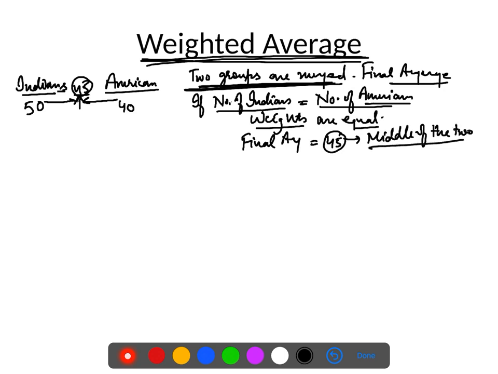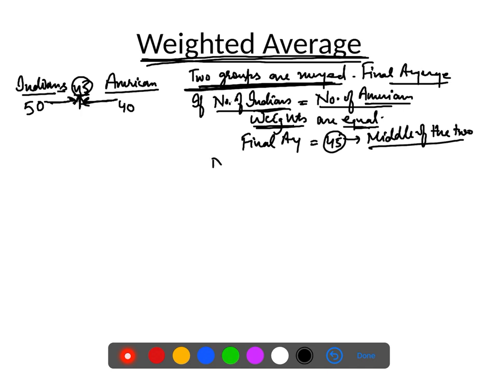Just imagine there is a weighing pan. If the weights are the same on both pans, the final needle will be exactly in the middle. So if the weights are equal on both sides here, the final average will be the exact midpoint of the two values.